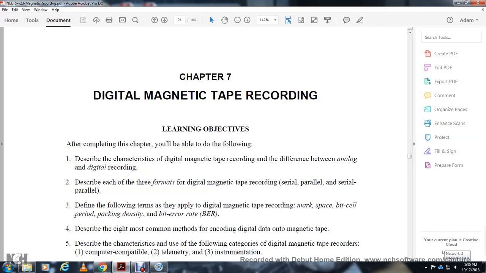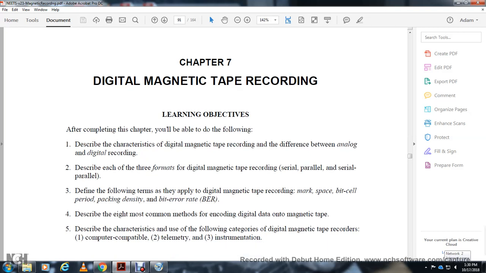Define the following terms as they apply to digital magnetic tape recording: mark, space, and bit cell with the period, packing density, and error rate. Describe the method of encoding digital magnetic tape. Describe the character of digital magnetic tape recorders, computer compatible and telemetry instrumentation.